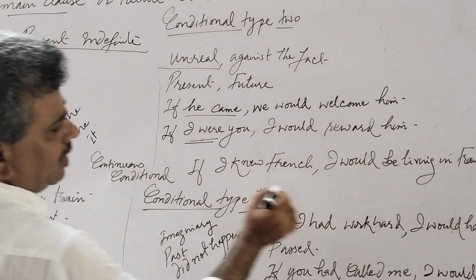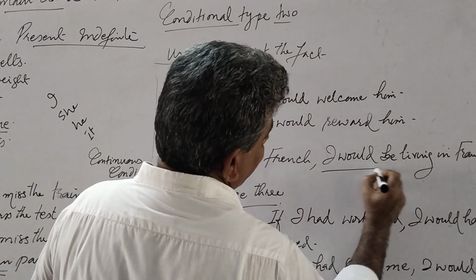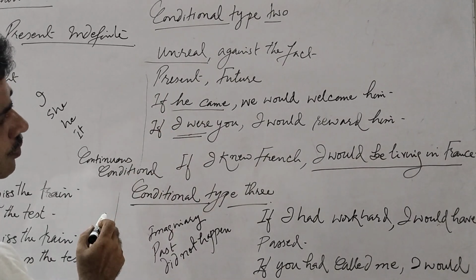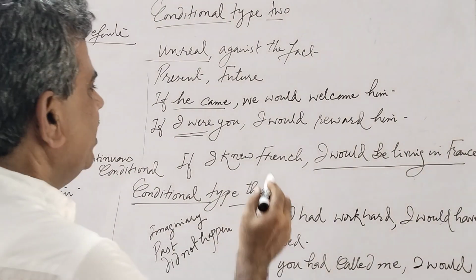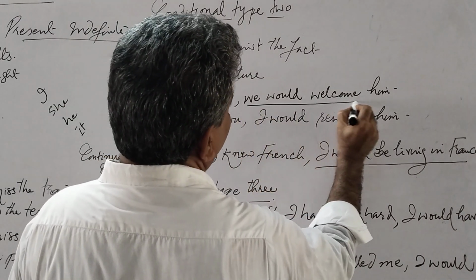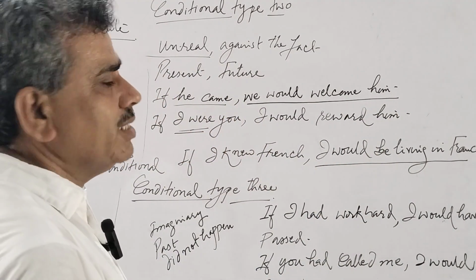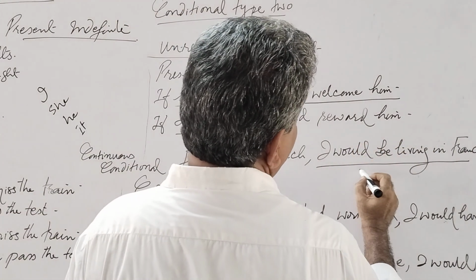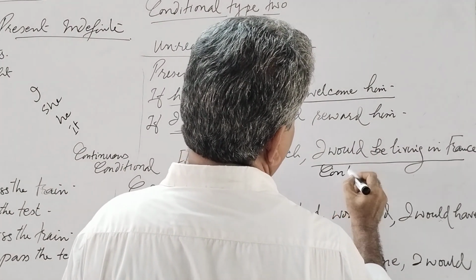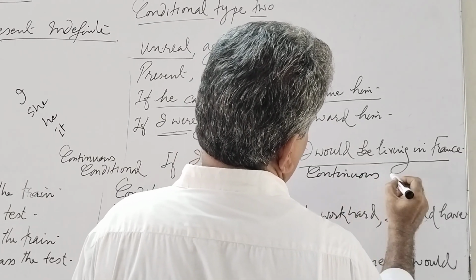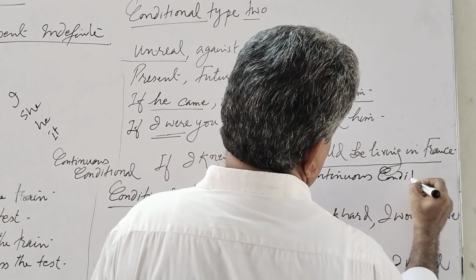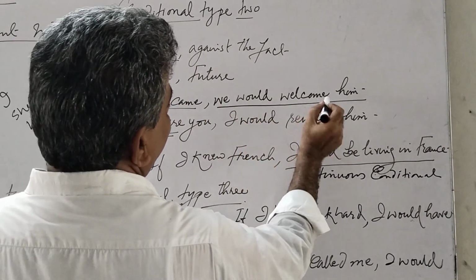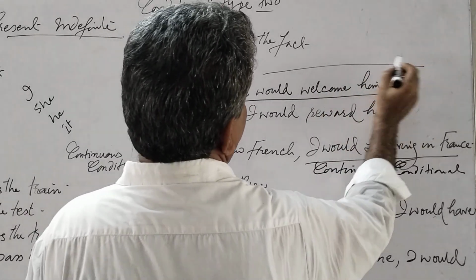We can use simple continuous conditional also in this sense, in this conditional type too. Remember that we could welcome him, it is a simple conditional. It is called a simple conditional tense, and this is a continuous conditional tense. And when we use we would welcome him, we use would here, then it is a simple conditional.